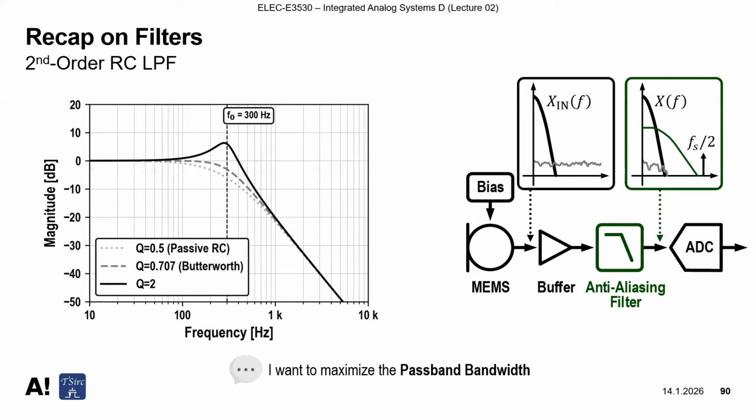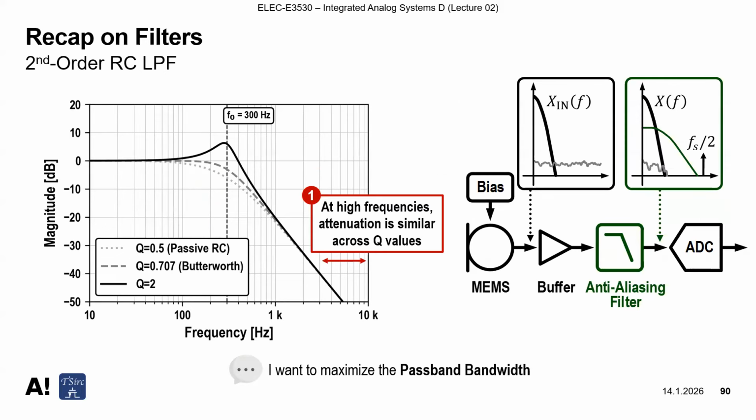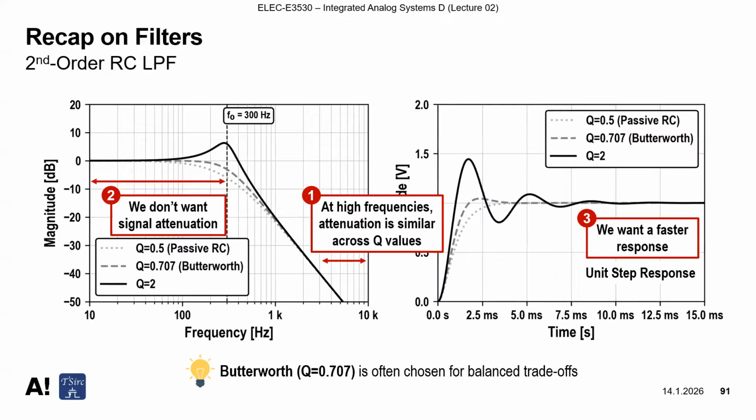So I want to maximize the passband bandwidth. At high frequencies, attenuation is similar across Q values. But for low frequency, we don't want signal attenuation. We want to keep our signals alive as much as possible, and at the same time, we want a faster response. So in the end, Butterworth with Q factor equal to 0.707 is often chosen for a balanced trade-off.